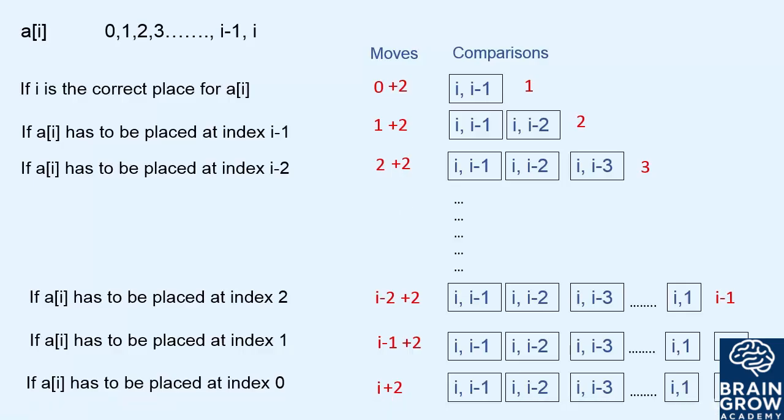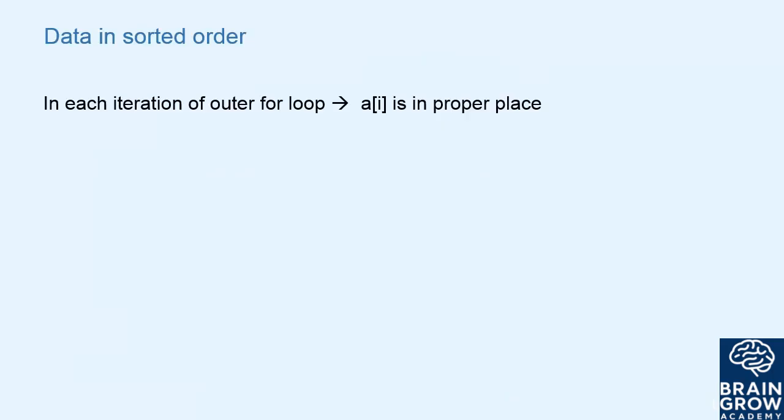So we have seen what happens in each iteration of the outer for loop. Now let's see how many comparisons and moves will be performed in all the 3 cases: when the data is in sorted order, when the data is in reverse sorted order, and when the data is in random order. So first let's take the case when data is in sorted order.